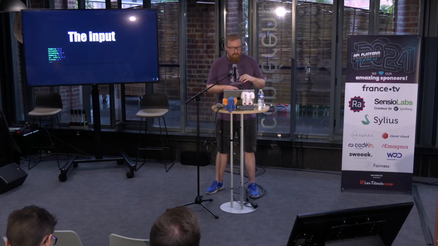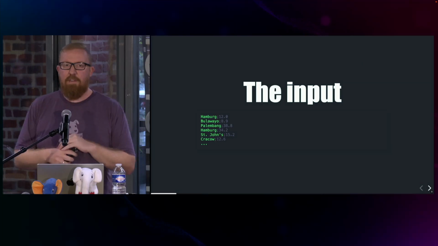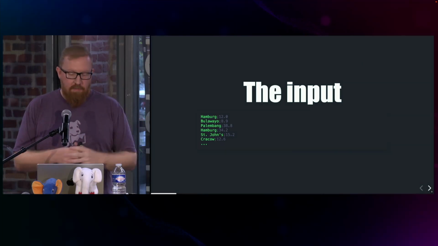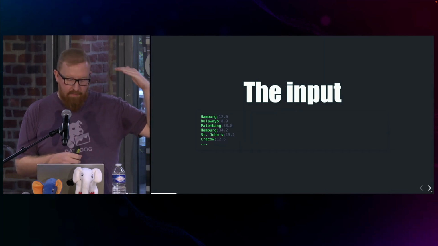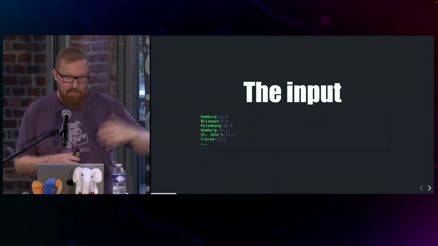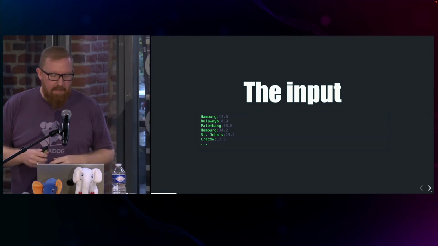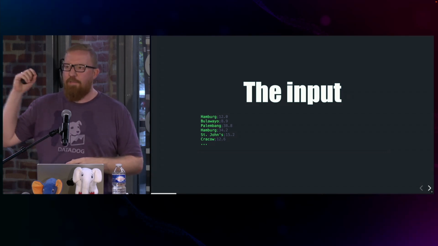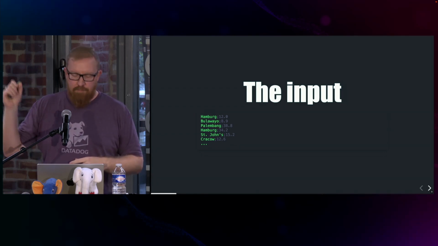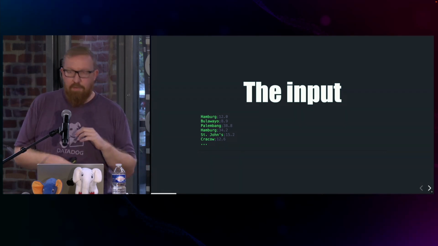That sounds a bit abstract, so let's dive into the details. The file that you get is a file of measurements. So you have station names, like in this case Hamburg, Hamburg again, St. John's, Krakow. Then there is a semicolon, and then you have a measurement, a temperature in Celsius. That can be a positive or negative floating number.